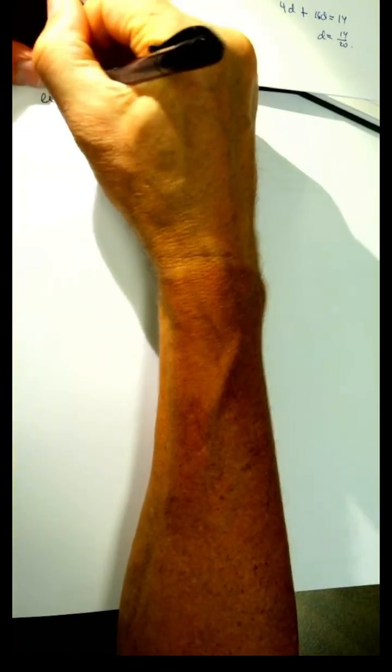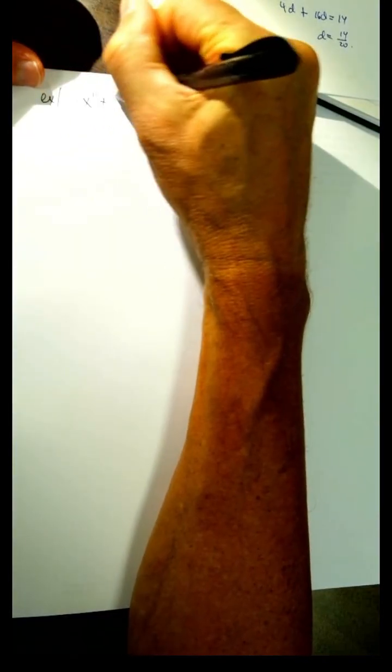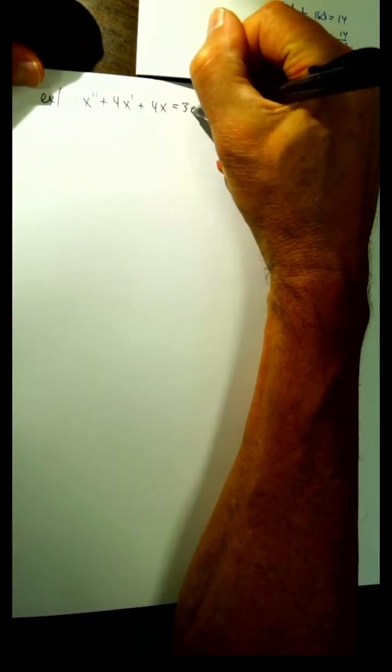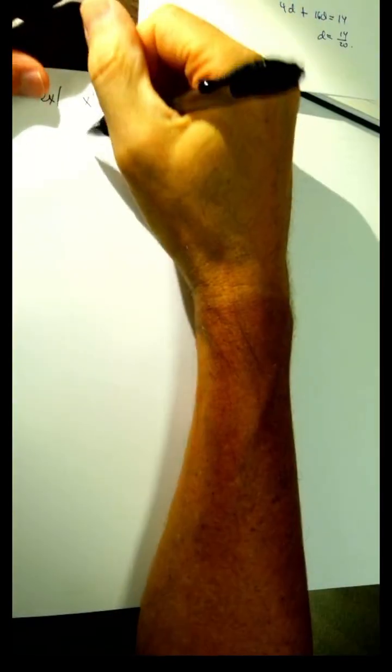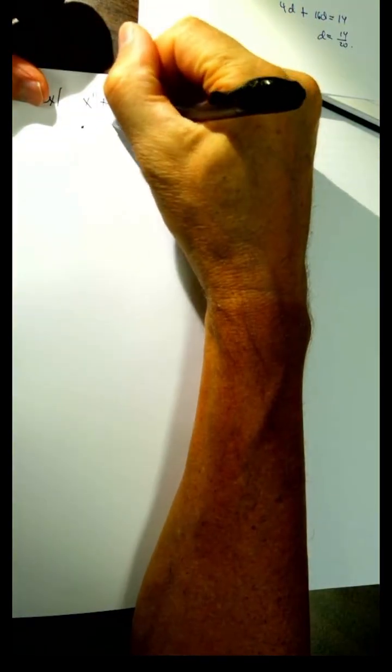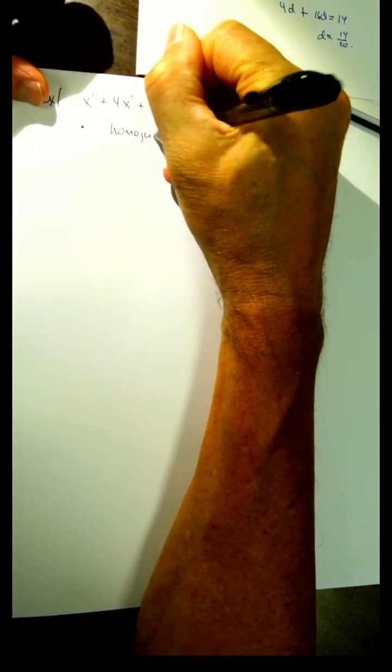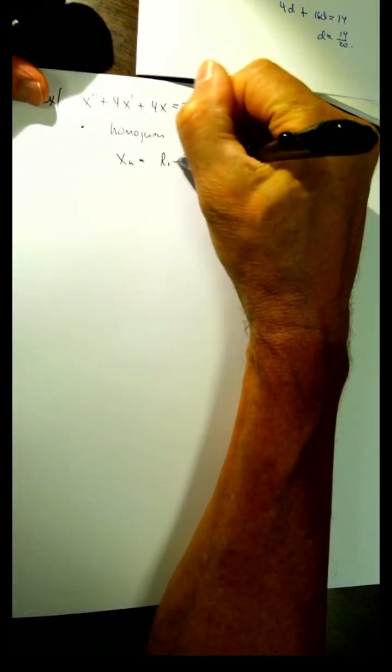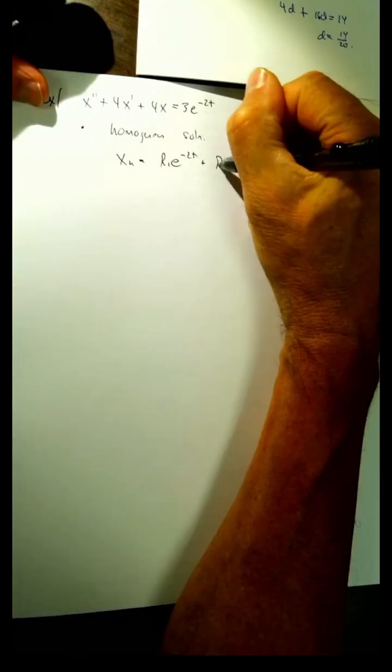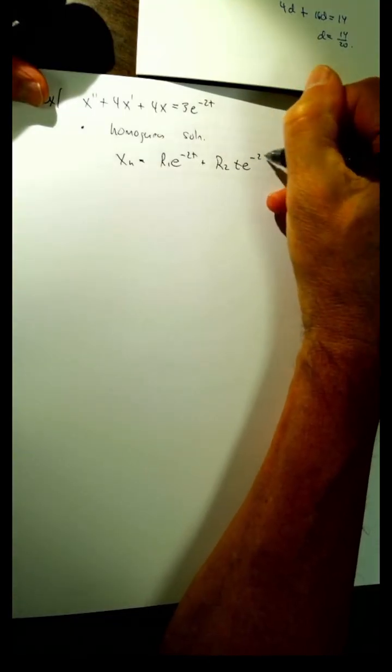So suppose now I had x double prime plus 4x prime plus 4x is 3e to the minus 2t. Okay, so the first thing is the homogeneous solution. And again, we already know that that's r1 e to the minus 2t plus r2 t e to the minus 2t.